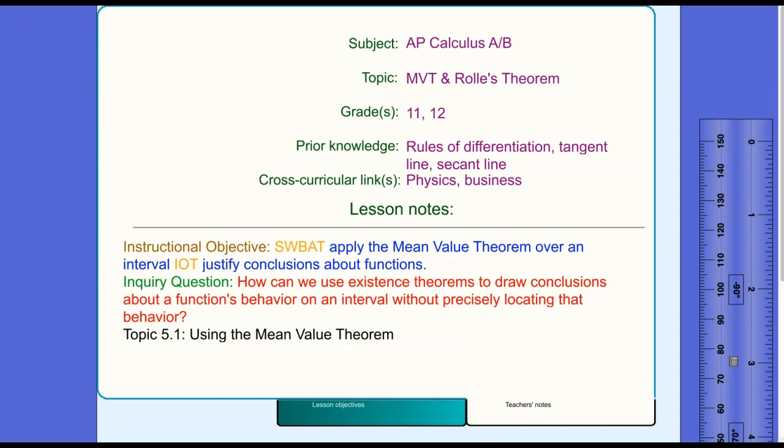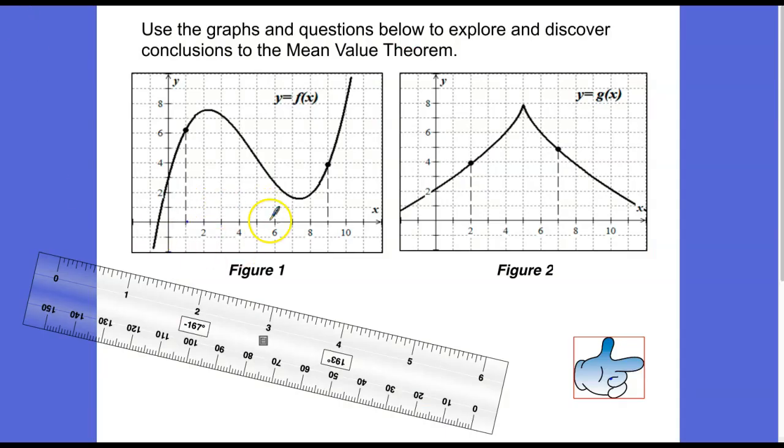Our instructional objective for this lesson is students will be able to apply the mean value theorem over an interval in order to justify conclusions about functions. Our inquiry question is, how can we use existence theorems to draw conclusions about a function's behavior on an interval without precisely locating that behavior? And this lesson is aligned with Topic 5.1 from the 2019 course and exam description of College Board's AP Calculus AB curriculum. Let's look at the next few examples.